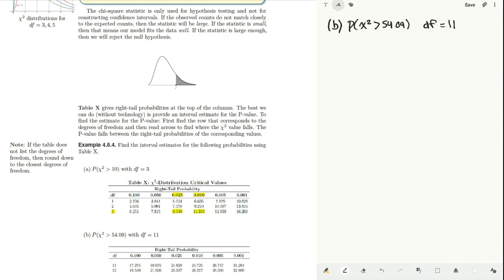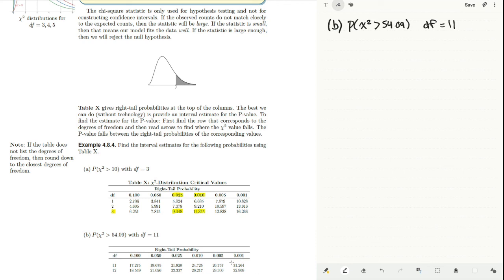Let's find an estimate for the area to the right of 54.09 with 11 degrees of freedom. We'll first locate 11 degrees of freedom in the table, and now we need to determine where the value of 54.09 will fall within this row. If you look at all of the values along the row, 54.09 is to the right of the table. So it is larger than 31.264. So it's somewhere on the right of the table.